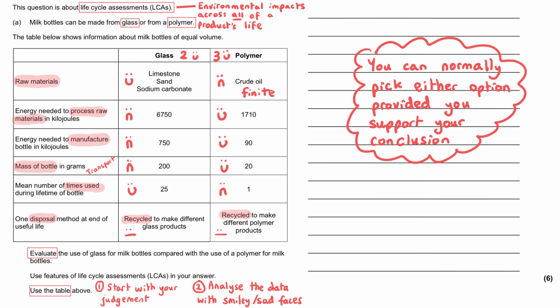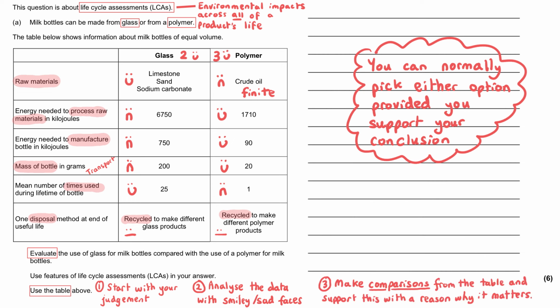And then my next tip is that when you are writing your answer, you need to support your answer. So what I mean by that is don't just quote things from the table and expect to get all the marks. You're likely to actually only get 2 marks out of the 6 here if you simply quote things from the table. You need to make comparisons between the information and you need to explain why those comparisons matter.